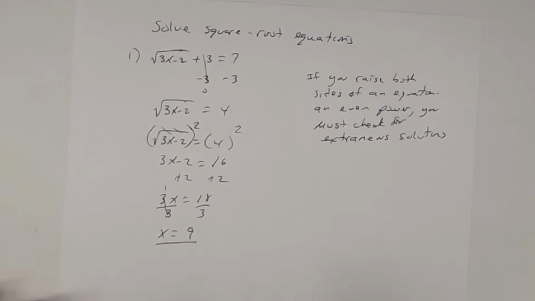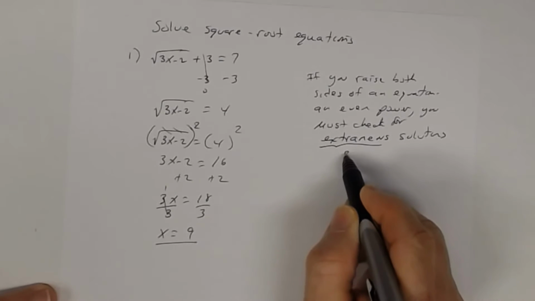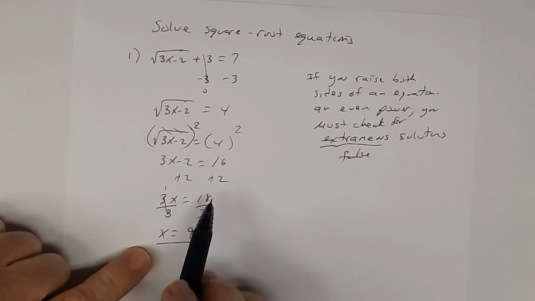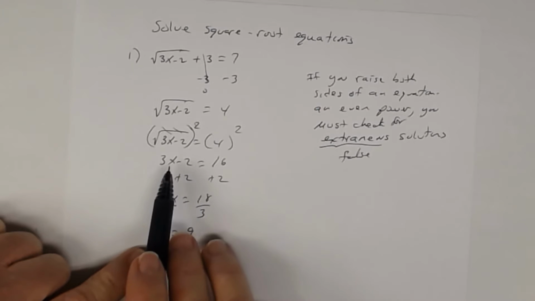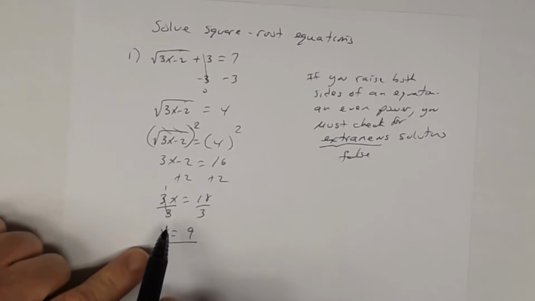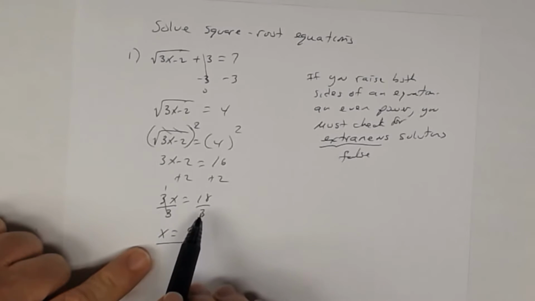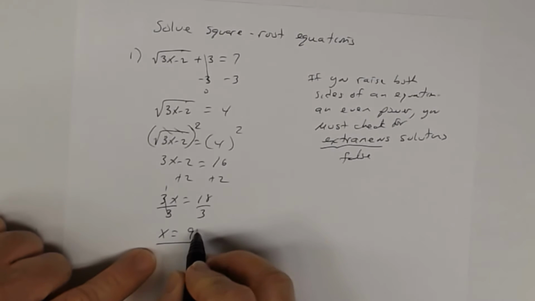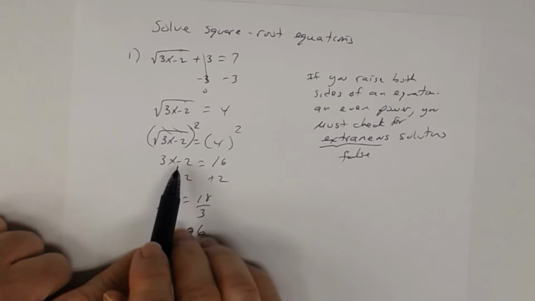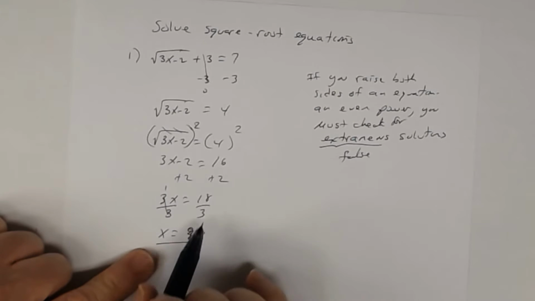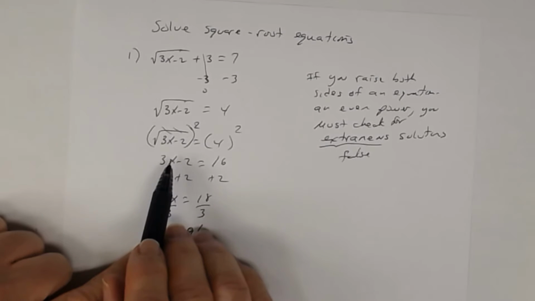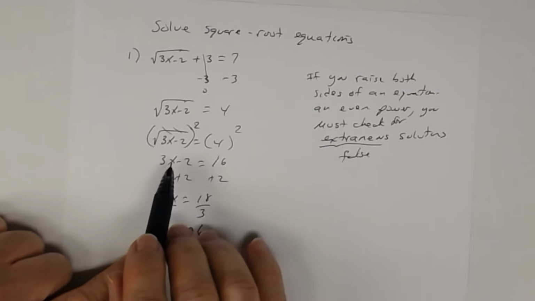All right. So another word for extraneous is the idea of false solutions. So you see this x equals 9? No, I'm sorry, 18 divided by 3 is not 9. 18 divided by 3 is 6, excuse me. But you can check: 3 times 6 is 18, and 18 minus 2 is 16. So we know it's a solution here.